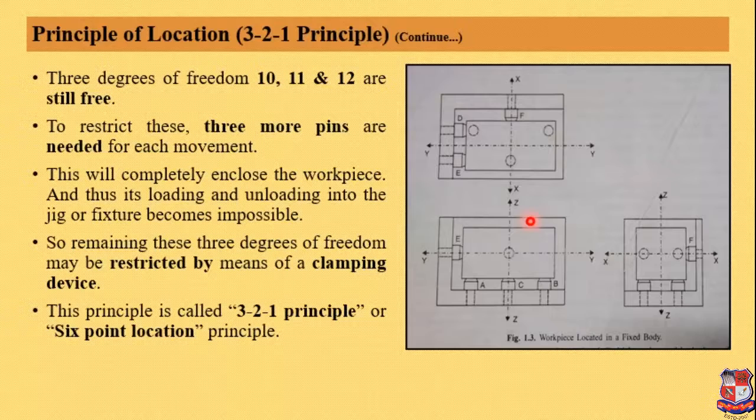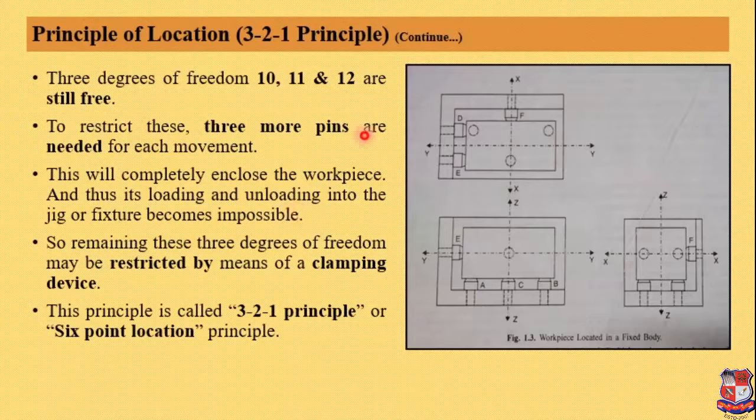But this will completely enclose the workpiece. If we provide pins to restrict these 3 degrees of freedom, we can understand that this will completely enclose the workpiece. And thus, what will happen? The loading and unloading of the workpiece into the jig and fixture will become impossible. If we restrict all these remaining 3, the loading and unloading of the workpiece in the jig and fixture will become impossible.